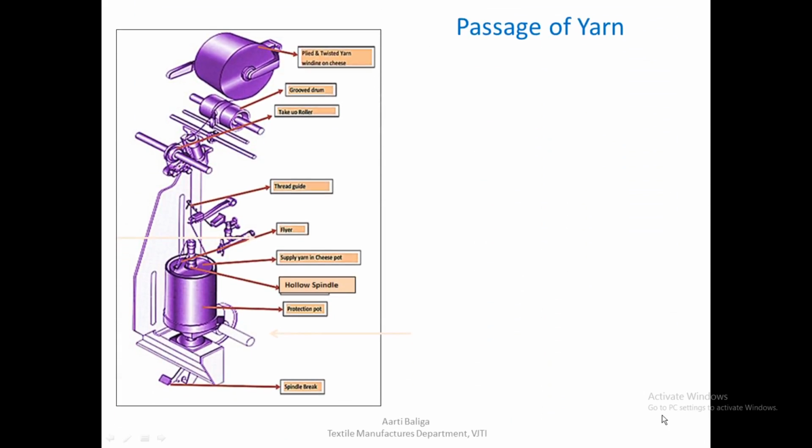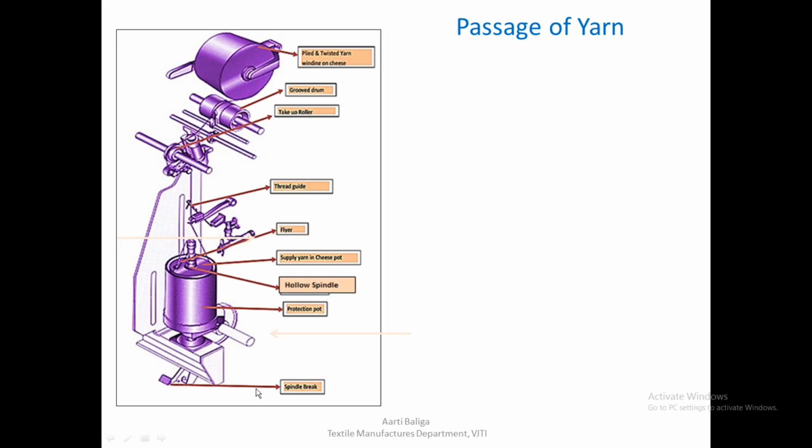Okay, so having seen this video, now let us look at the passage of yarn through a TFO or 2-4-1 twister. So we can see here there is a spindle. On the spindle, the supply yarn is there, in what is known as a cheese pot here. This is the protection pot that is there outside. This is the flyer which was rotating, as you have seen in the video, which was rotating at the top, and this is the hollow spindle.